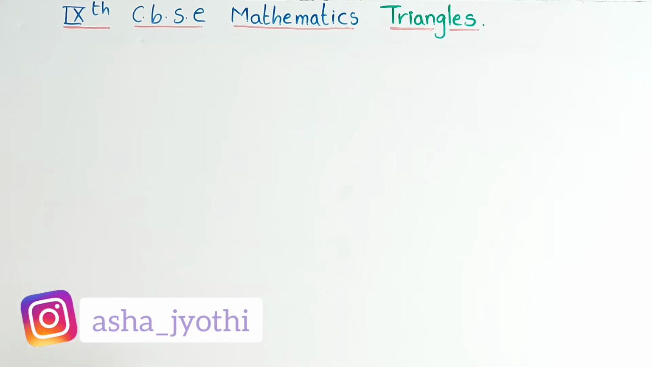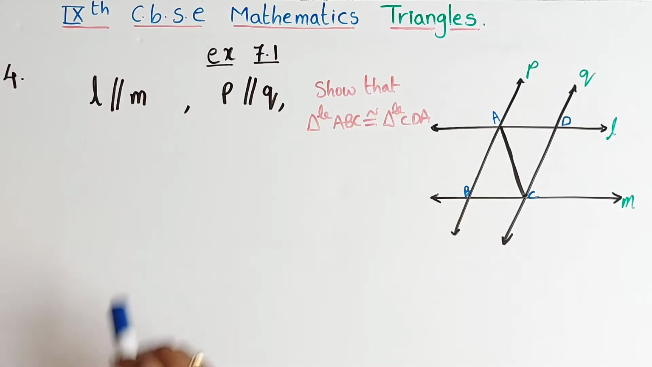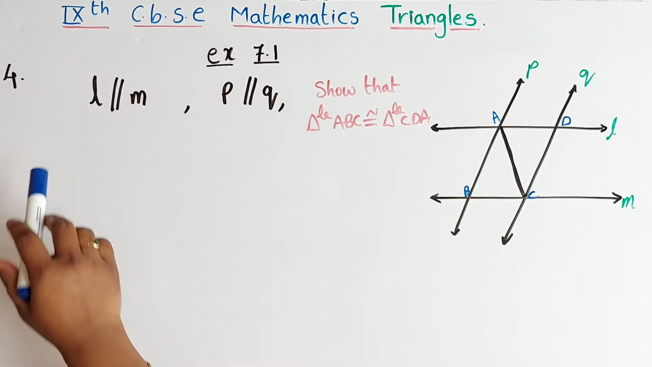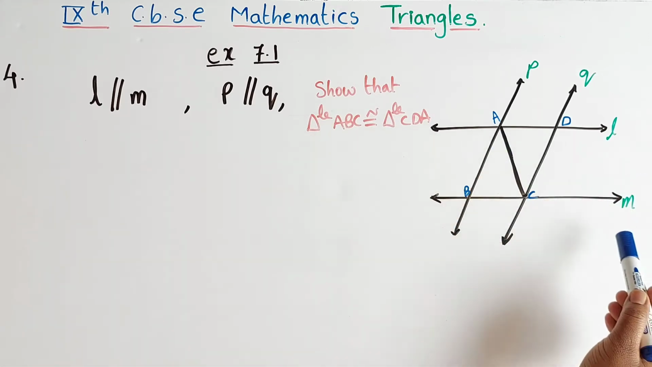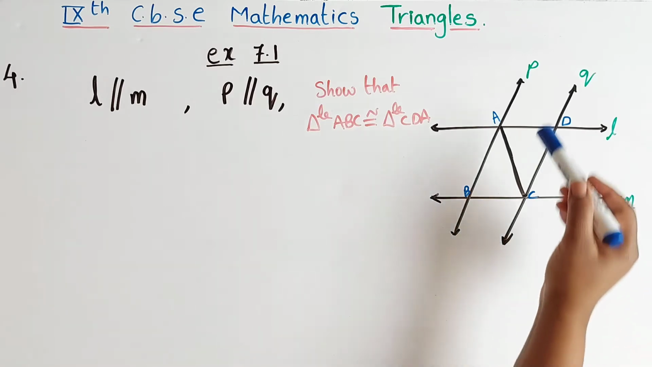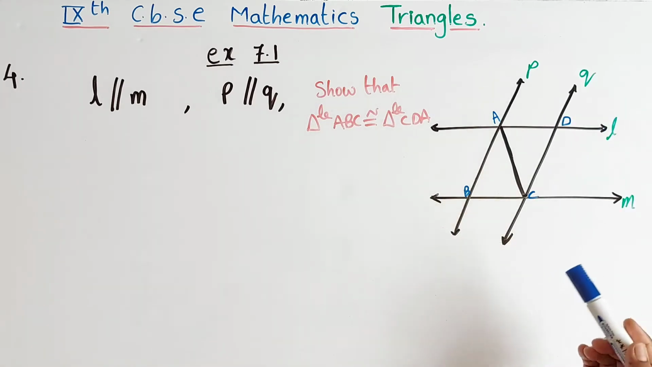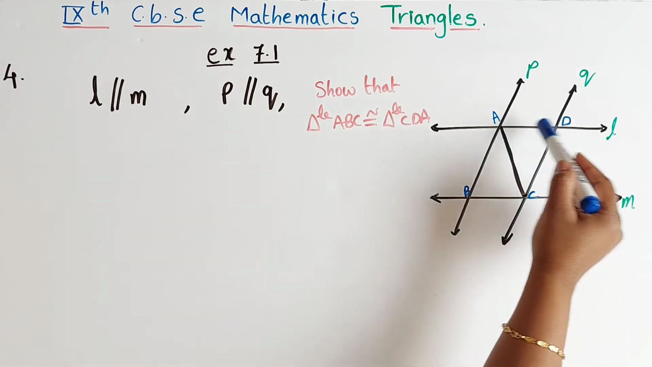We are learning 9th standard CBSE Mathematics chapter Triangles. We are doing exercise 7.1, children, fourth question. L and M are two parallel lines intersected by another pair of parallel lines P and Q. Now show that triangle ABC is congruent to triangle CDA.